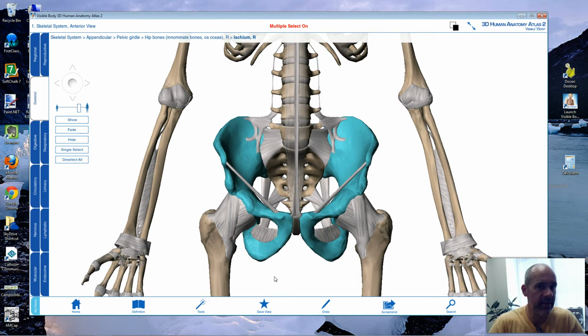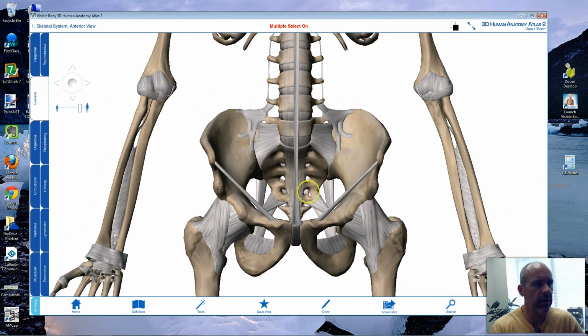The reason you have these different regions in the bone is because they start off during fetal development as separate ossification centers. So they start off as separate bones, but eventually they blend together into one bone there on each side.